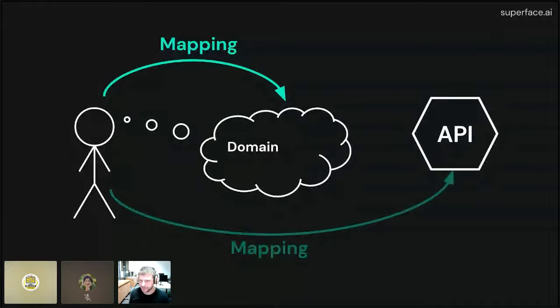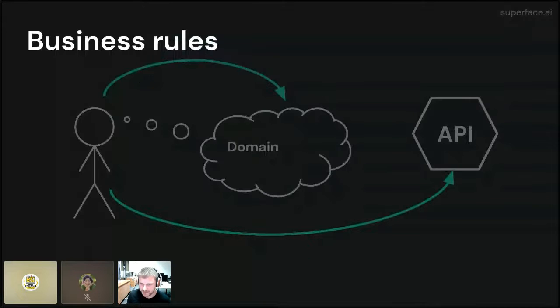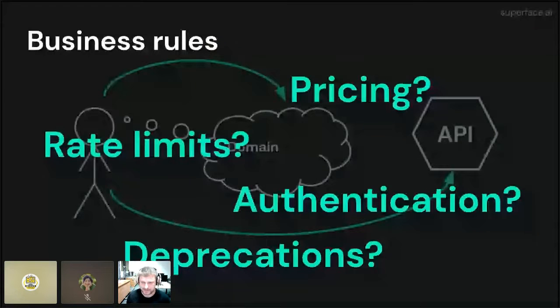And besides that, we need to also understand business rules, things like what's the pricing structure? Is it per call or something else? What are the rate limits? Should I throttle my API calls? What authentication scopes do I need? Or how are API changes announced and handled? So that's a lot of stuff I need to do as a developer. I need to cover and understand.